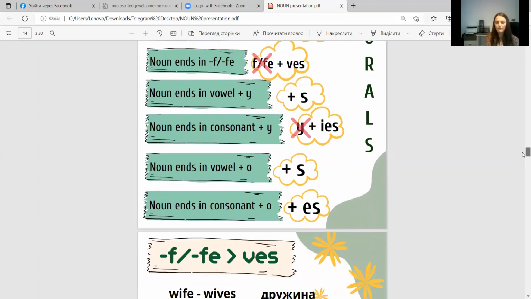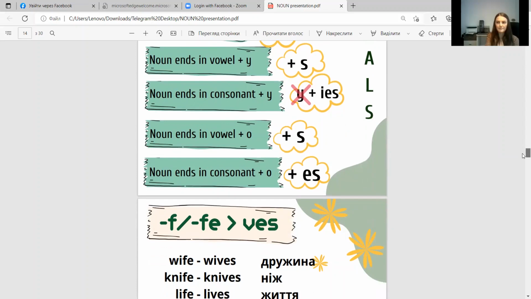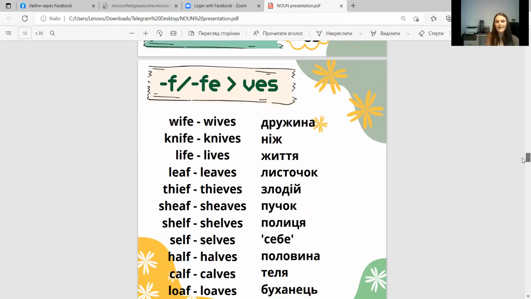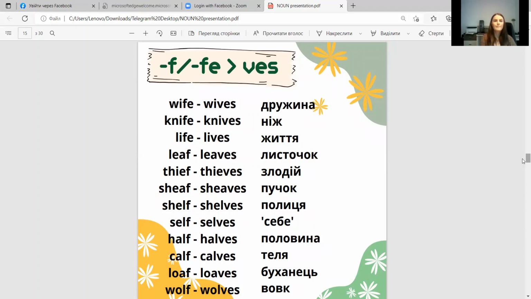For example, potato, potatoes, tomato, tomatoes. Like typical examples that you could learn, and you may remember them. Then I would like to pay special attention to 12 nouns, which always change their ending F/FE into VES. And there are no other alternatives and options, only this ending VES. It's easier for you to learn these 12 nouns in order not to make mistakes in future. So again, you have the translation prepared: wife, wives. Try to draw your attention to this ending in plural form: knife, knives, life, lives, leaf, leaves, thief, thieves, sheaf, sheaves, and others.